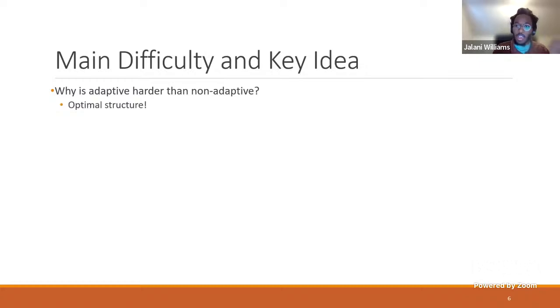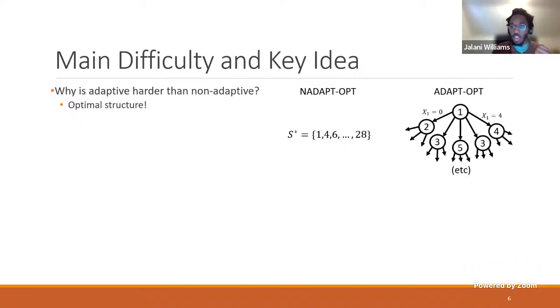Okay, so what's the main difficulty in finding these approximations? Well, in particular, why is the adaptive case so much harder than the non-adaptive case? Well, we think that it comes down really to the optimal structure of the problem. In particular, if we look at the non-adaptive optimal policy, it's just some set. It's possibly a difficult set to compute, but it's just some set at the end of the day. Whereas in the adaptive case, in general, the optimal adaptive policy is some m-ary decision tree, where m is the number of possible values that a random variable can take on, right? And so there's a decision tree that depends on every single weight outcome, right?